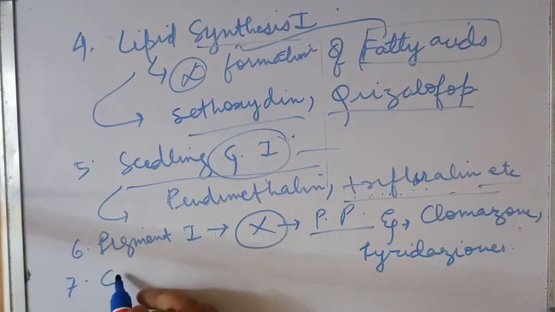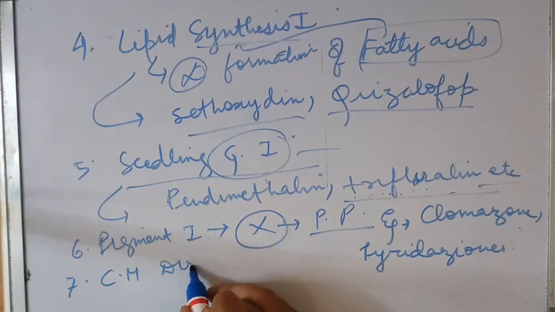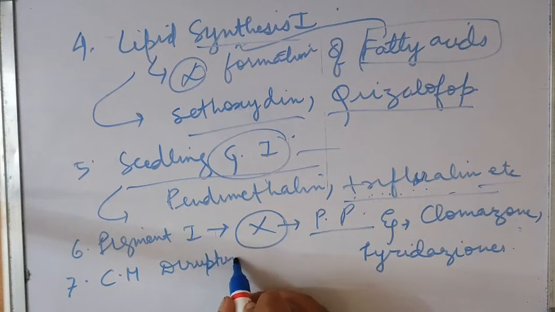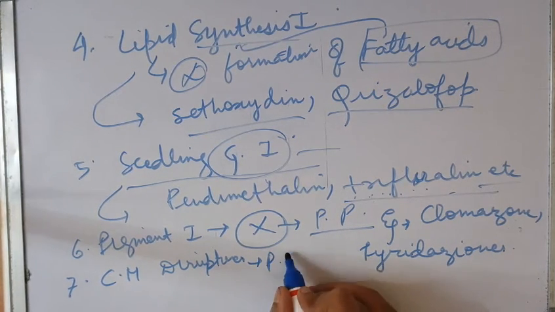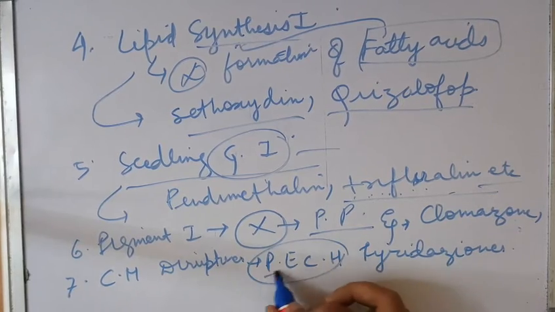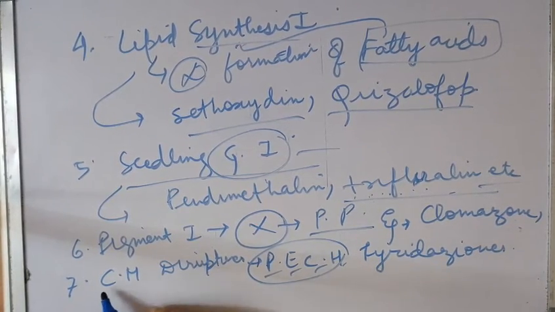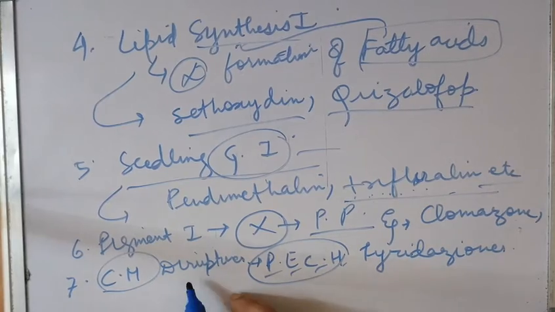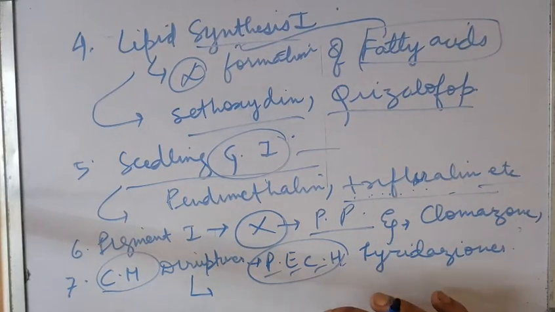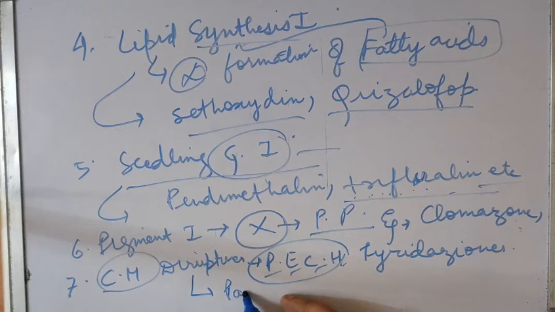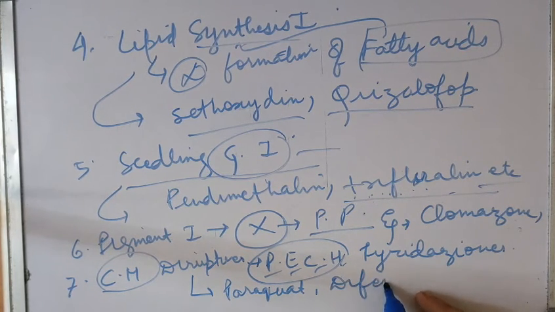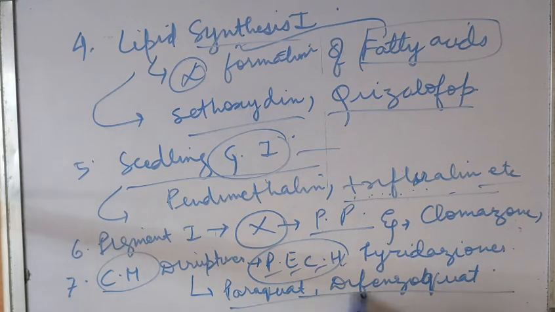and last we have got cell membrane disruptors. They are usually post-emergence contact herbicides. And they disrupt the cell membranes, hence leading to the plant death. Examples are paraquat, difenoquat. So these are some of the common examples of cell membrane disruptors.